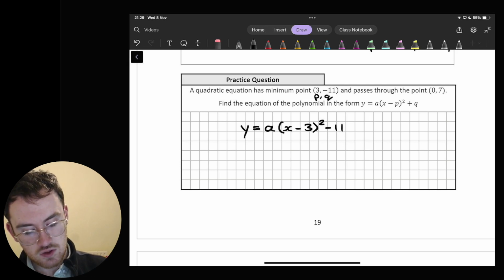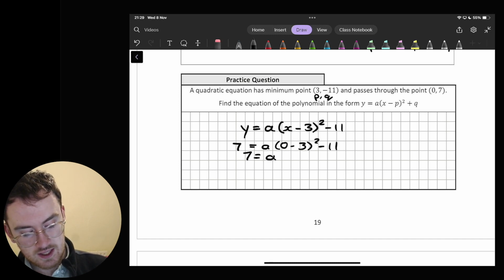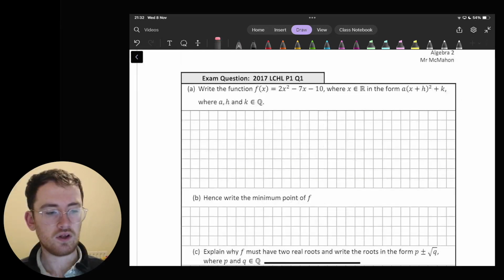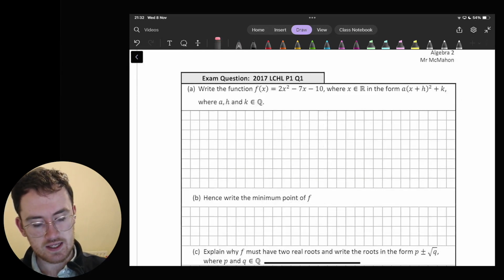I can then use one of the points that I'm given. So that point 0, 7, subbing that into my function, I get a times minus 3 squared minus 11. So 7 is 9a minus 11. So 9a is 18, which means a is 2. So let's rewrite the equation. 2 times x minus 3 squared minus 11 as my overall answer there. Okay, let's look at the last exam question here.